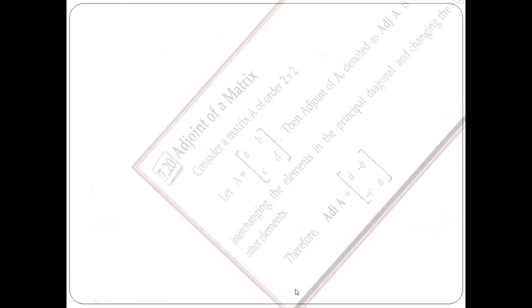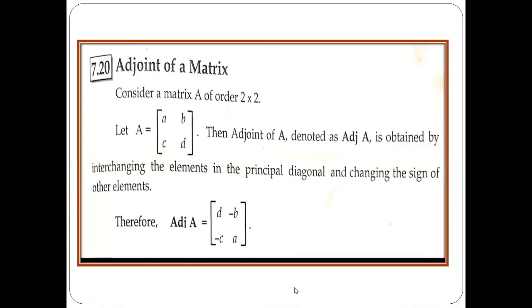Now, adjoint of a matrix. What is the adjoint of a matrix? You will denote adjoint by the short form ADJ. This is the short form of adjoint. If you are finding the adjoint of A, you will use the short form of adjoint, that is ADJ, and capital A. And how will you obtain the adjoint of a matrix?